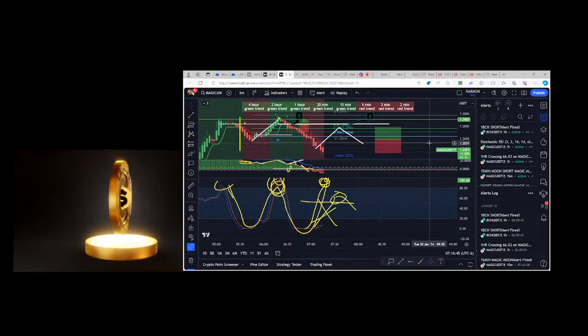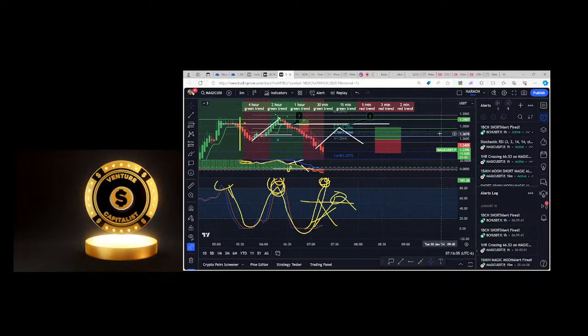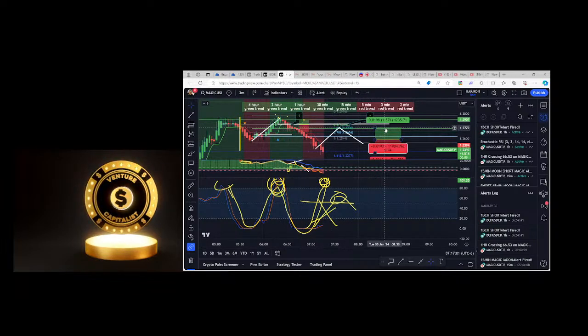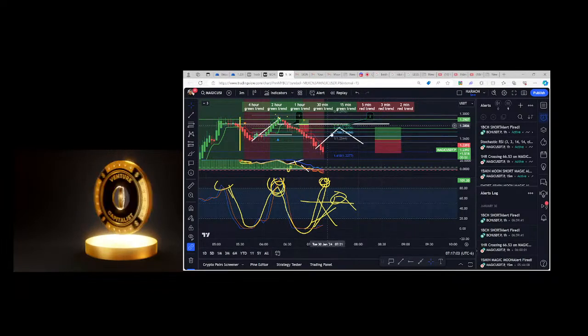So the first entry should be 40%. The second entry should be 30%. And then the third entry should be 30%. And then at that point, we're 100% in. But let's say it only bounces twice. You have 40 and 30, you're in 70%. It does a 100% move. We hit our goal. Yep. So that's how we're making the trade happen right now.